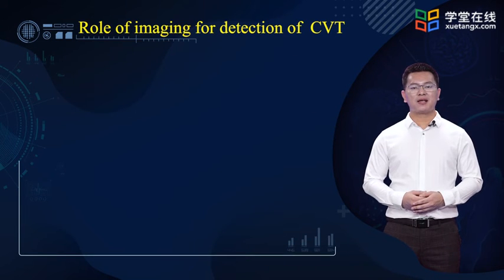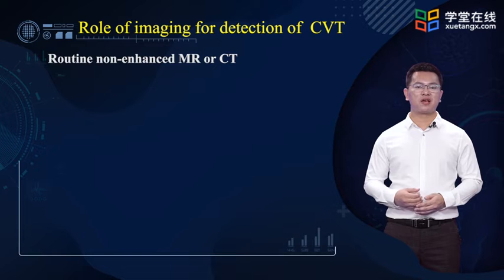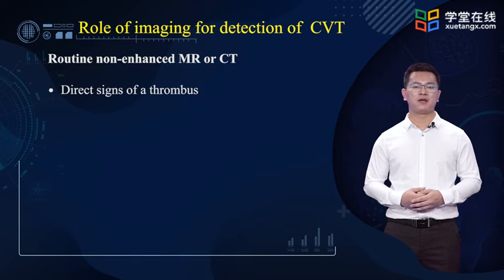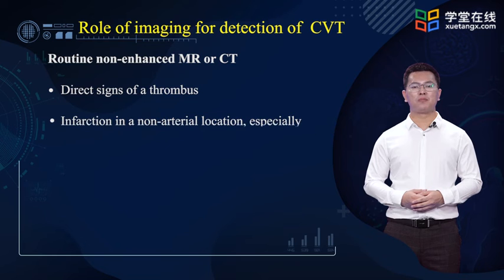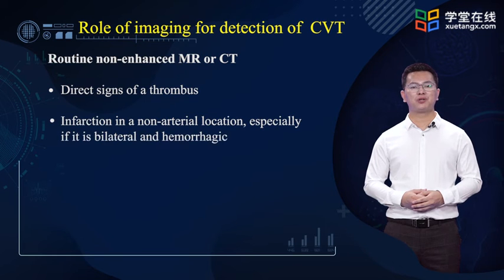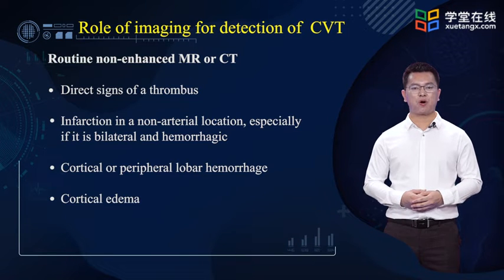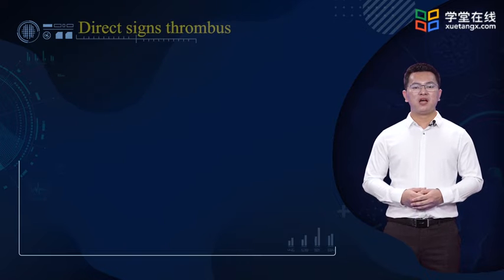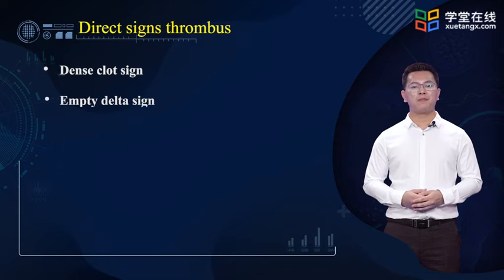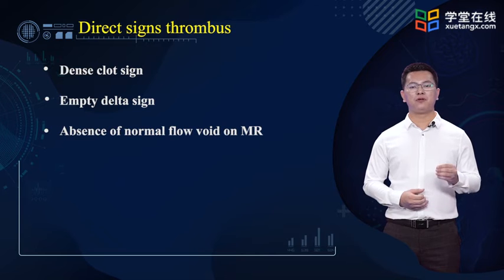On a routine non-enhanced MR or CT, you should think of the possibility of venous thrombosis when you see the following signs: direct signs of a thrombus, infarction in a non-arterial location, especially if it is bilateral and hemorrhagic, cortical or peripheral lobar hemorrhage, cortical edema. Direct signs indicating thrombus include dense clot sign, empty delta sign, and absence of normal flow void on MR.